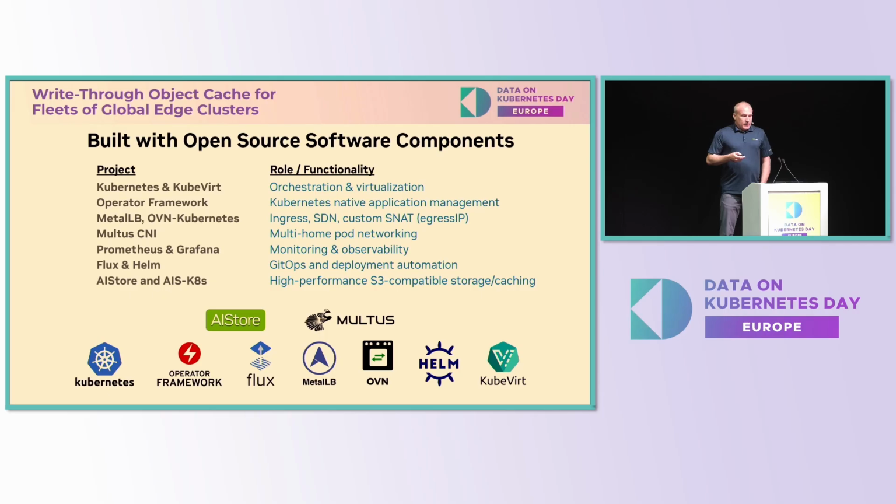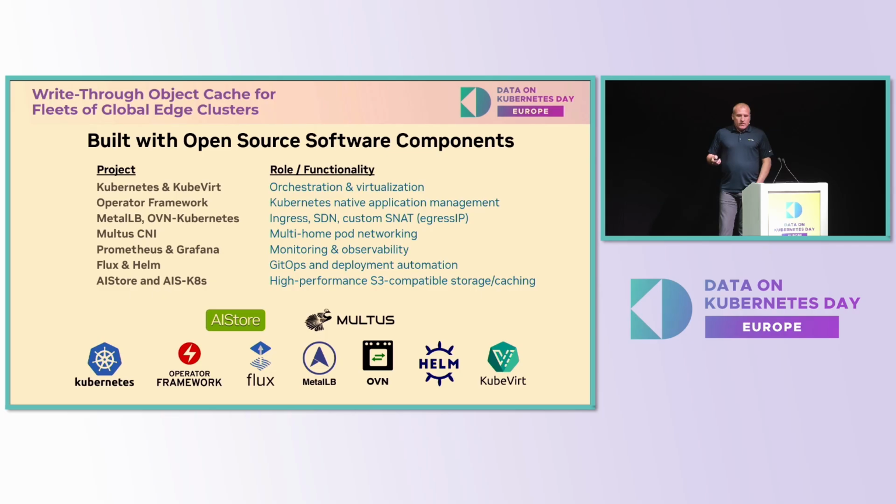And MetalLB is an interesting piece here. It's what we use to expose some services outside of a Kubernetes cluster to some of our neighboring Kubernetes clusters. Also pretty much commonplace in today's Kubernetes world. We used a fairly recent OVN-Kubernetes implementation called egress IP, which provides custom SNAT routing, essentially as the counterpart to MetalLB on the ingress side.